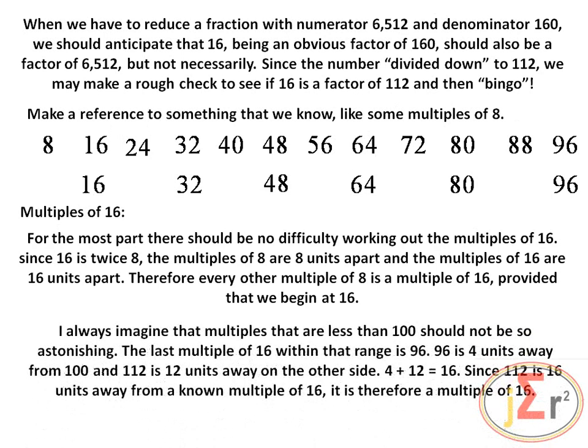I always imagine that multiples that are less than 100 should not be so astonishing. The last multiple of 16 within that range is 96. 96 is 4 units away from 100, and 112 is 12 units away on the other side of 100. So 4 plus 12 is equal to 16. Since 112 is 16 units away from a known multiple of 16, it is therefore a multiple of 16.